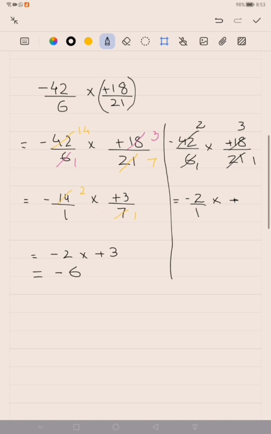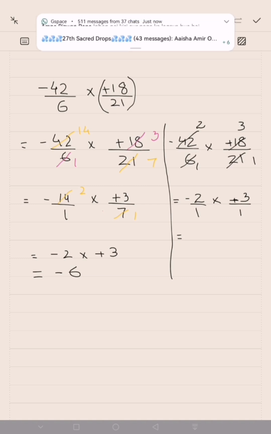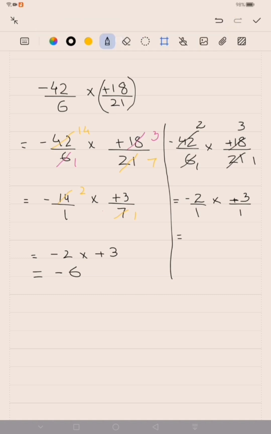So it doesn't make any difference, the answer will remain the same. It depends on which factor you're using. It's better to always use the highest common factor, but if you do not know, then you can start off with the smallest common factor and keep on dividing until you cannot simplify it anymore. So it will be minus 6. So the answer remains the same.